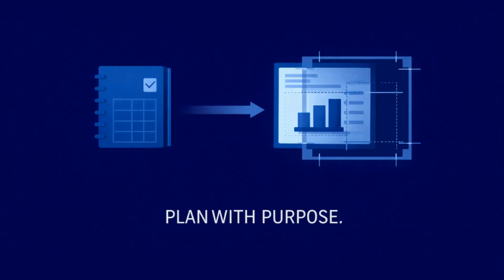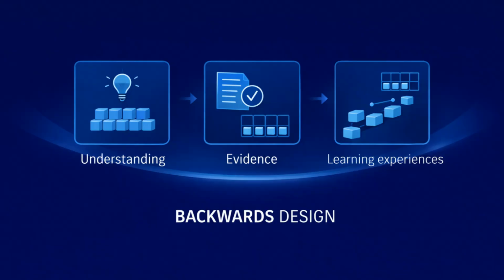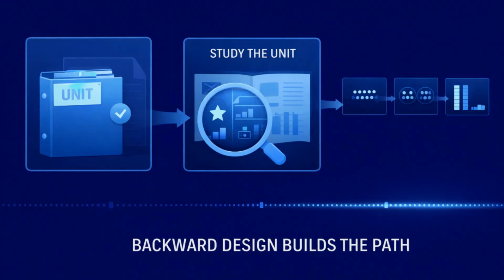In this module, you'll examine a place value unit from high-quality instructional materials and align it to the understanding by design framework. Backwards design helps us step back and ask 3 essential questions. What do we want students to understand about place value? What will count as evidence of that understanding? And what learning experiences will support students in getting there? Many high-quality math curricula are already built using backward design. That means planning does not start from a blank page.